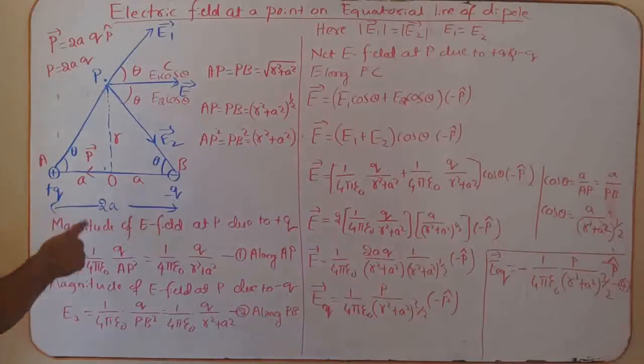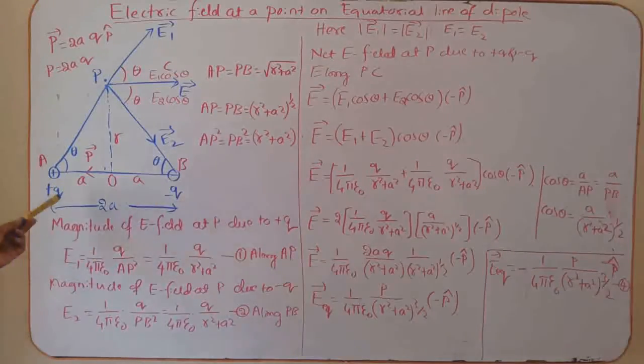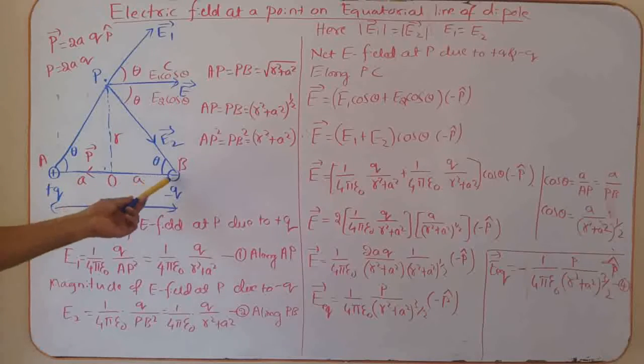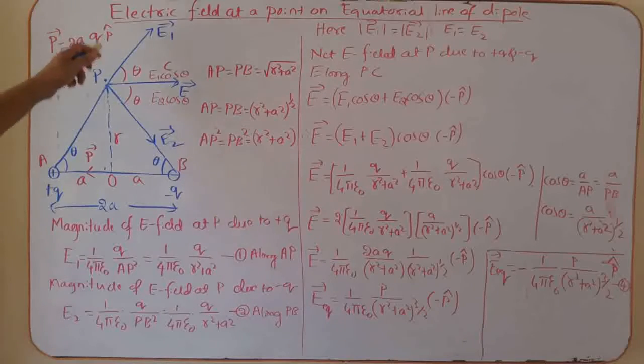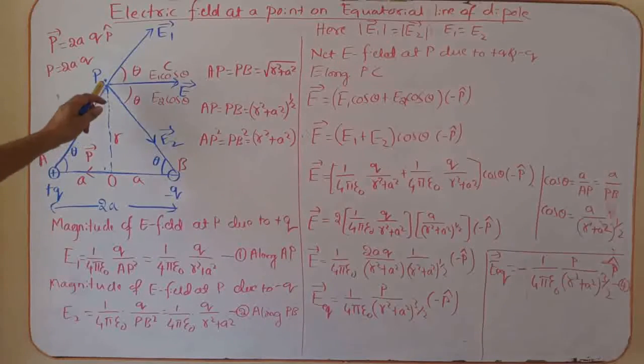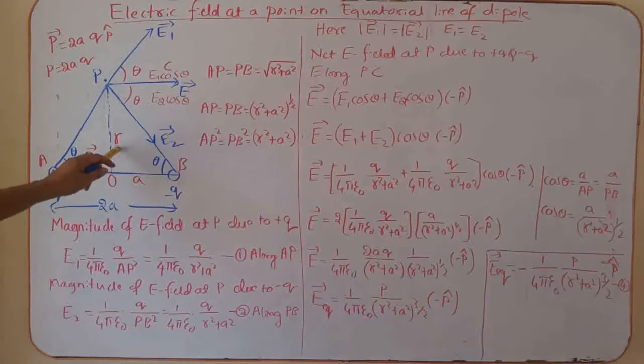Minus q and plus q are the two charges of the electric dipole. O is the center of the dipole. Now the distance between the two charges of the dipole is 2a. Now this is the bisector or equatorial line of the electric dipole. P is the point on the equatorial line of the electric dipole at a distance r from the center of the dipole.